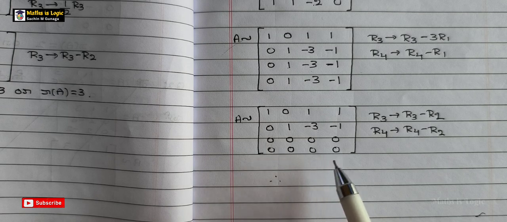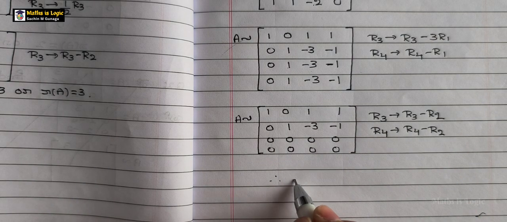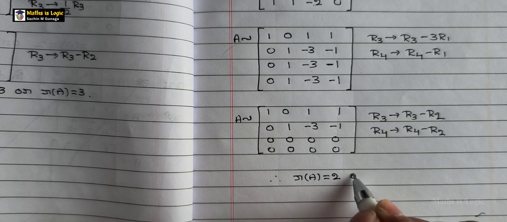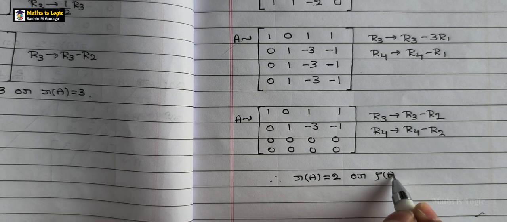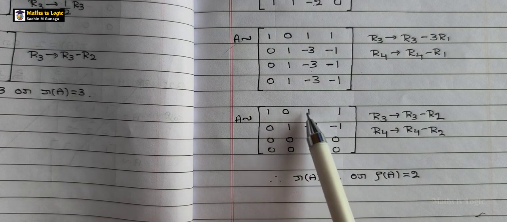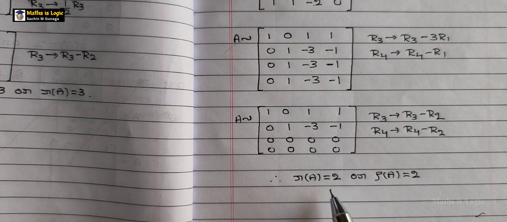Therefore in this example, the rank of matrix A directly goes to 2, or we can write rank of A is equal to 2, because to find the rank of a matrix, we need to count the number of non-zero rows. This is the first non-zero row, this is the second non-zero row. Therefore the rank of this matrix is 2.